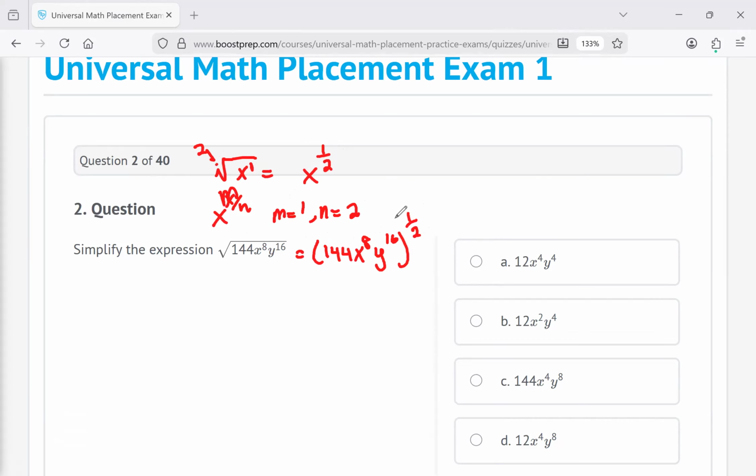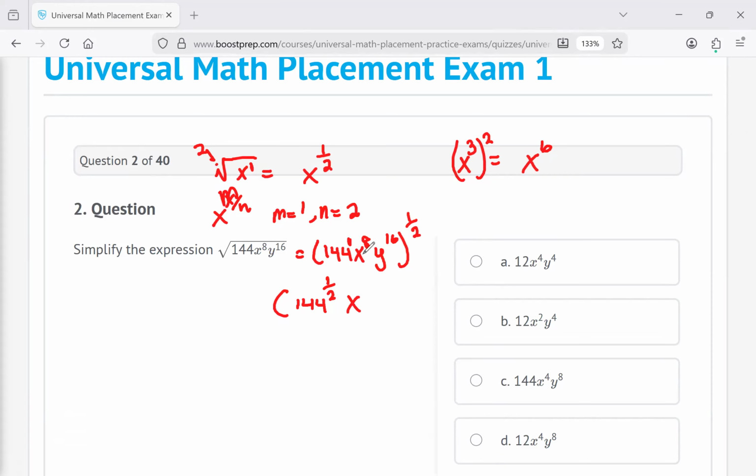Okay, now what do I do from here? Well, I have to use my raising power rule. For example, if x cubed is raised to the second power, what is this going to be? It's going to be x to the 6th, because when you raise a power to a power, you multiply. So we have to raise everything to the 1/2, including the constant 144. 144 doesn't really have a power. Well, it does, but it's just an invisible 1. So what's 1 times 1/2? 1/2.